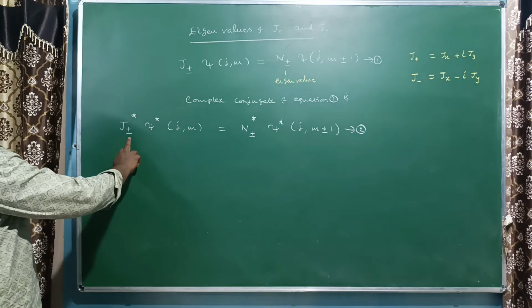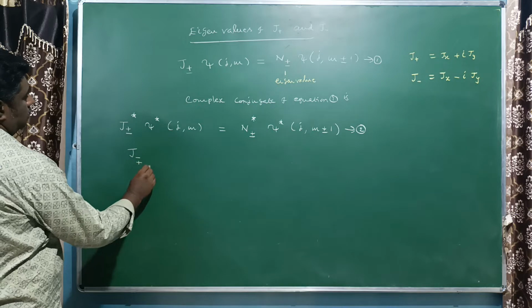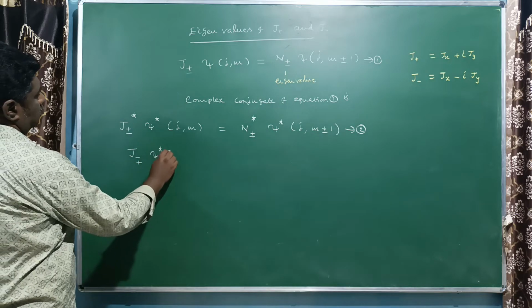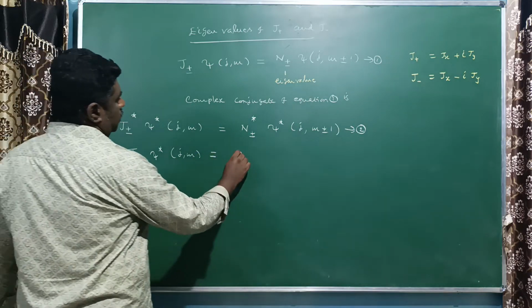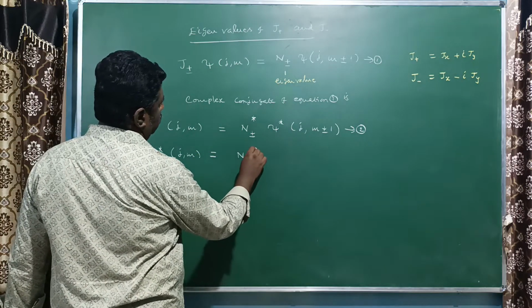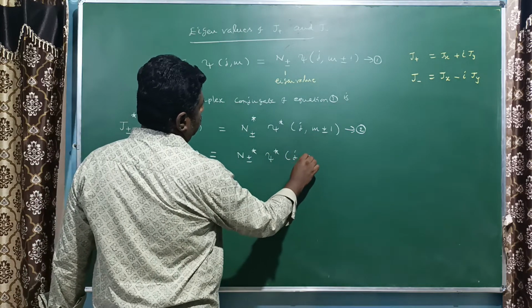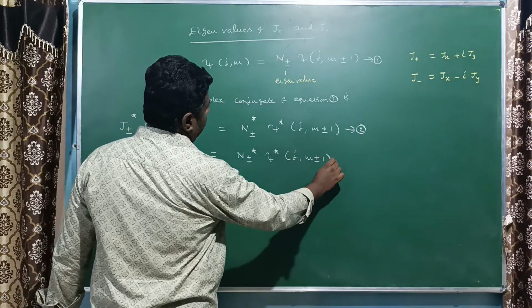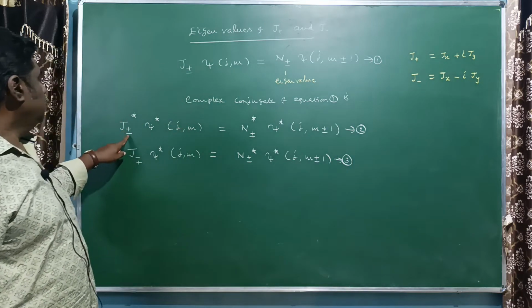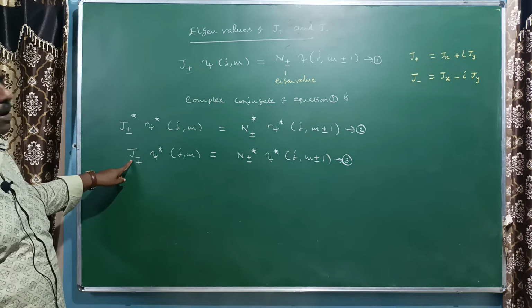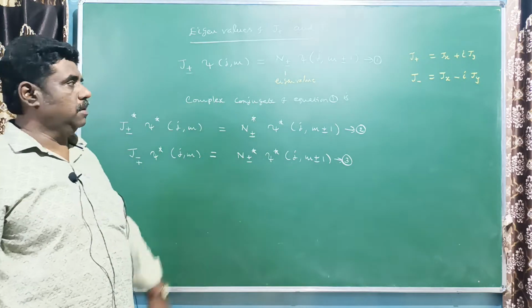Actually, J plus or minus with a star is J minus or plus. Then psi star j comma m is equal to N plus or minus star psi star j comma m plus or minus 1. This is equation 3. J plus or minus star is written as J minus or plus, but I have written N plus or minus star as such, N plus or minus star.